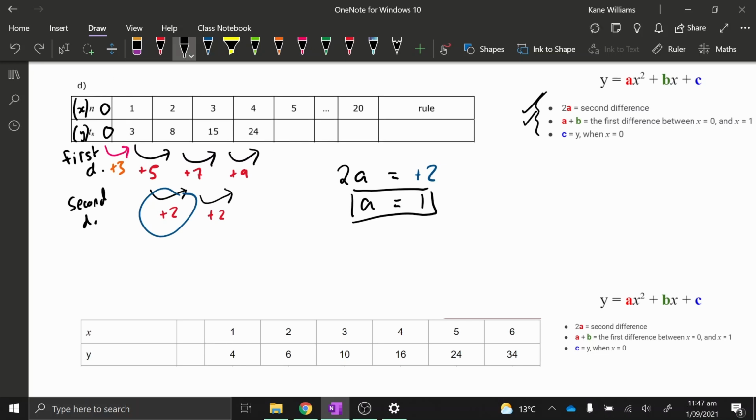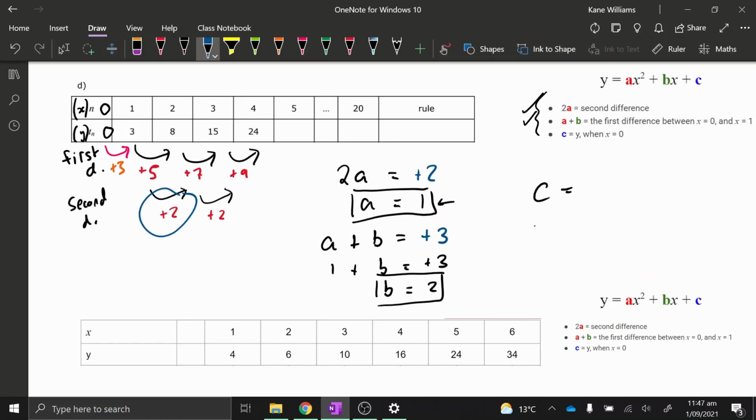A plus b equals the first difference between x is 0 and x is 1. So that first difference is right there, positive 3. We know that a is 1 from before, so we can just chuck that 1 in there. 1 plus b is positive 3. So b equals 1 plus something is 3, b is 2. We're almost there. Okay, c is y when x is 0. So c must be 0 when x is 0.